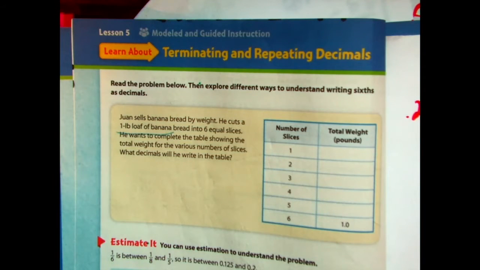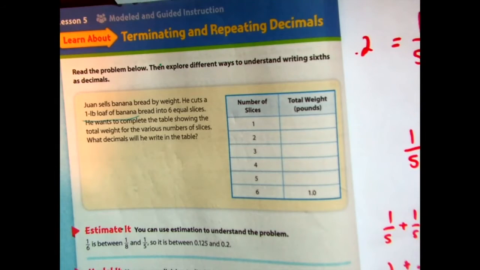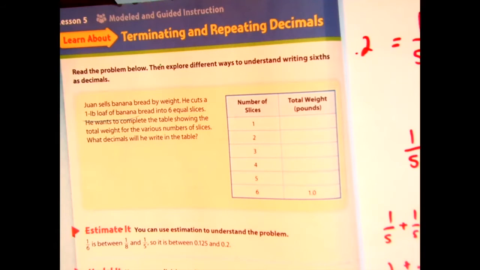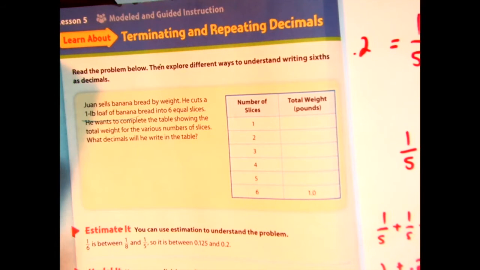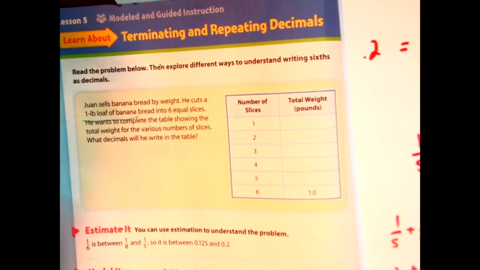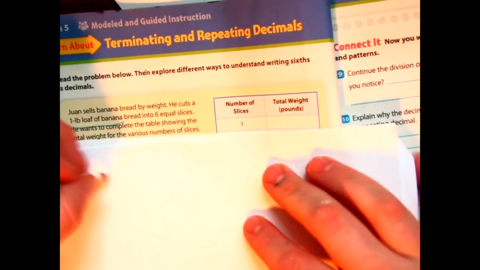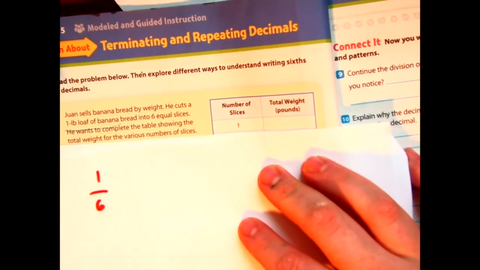Well, you can use estimation to understand the problem. So 1/6, we know, is going to be somewhere in between 1/8 and 1/5. So we know it's going to be between 0.125 and 0.2. So let's figure out what 1/6 of a pound is in decimal form.